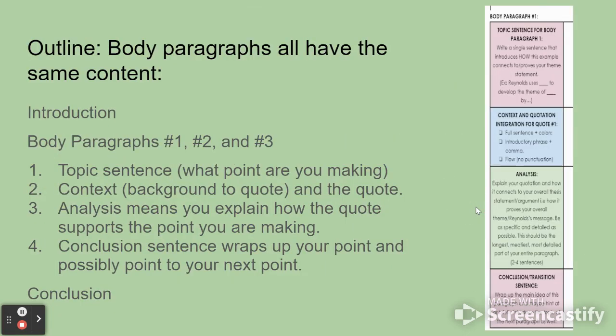Now, the body is going to be the same. All body paragraphs 1, 2, and 3 follow the same format. You have a topic sentence, which is the main point you're trying to make in it. Context, which is background to the quote and the quote. Like, you got to set it up, what's going on in the book to make you quote this. And then you've got to explain how that quote fits into that point that you made in the topic sentence. Like, why did you include this quote?